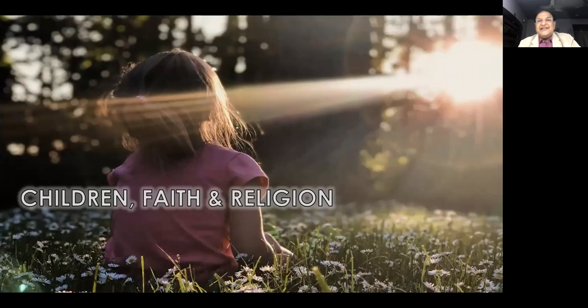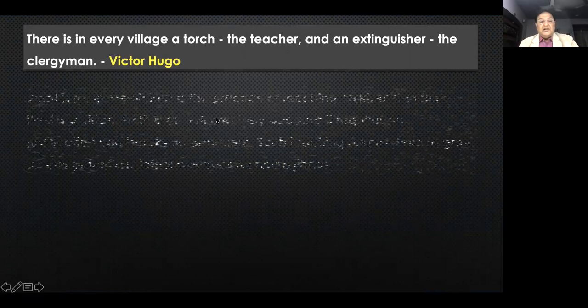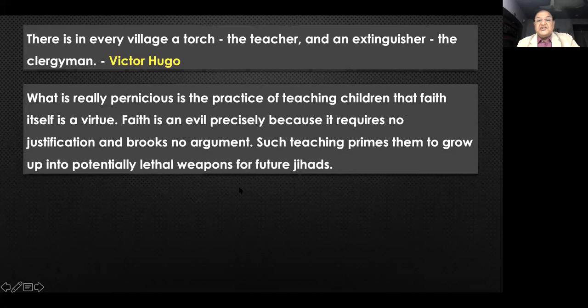This is one very sensitive chapter that he has written about children, faith, and religion. He has come up with very strong views. Of course, he starts with quoting Victor Hugo, that there is in every village a torch, the teacher, but there is an extinguisher, the clergyman. What is really pernicious is the practice of teaching children that faith itself is a virtue. Faith is an evil precisely because it requires no justification and brooks no argument.